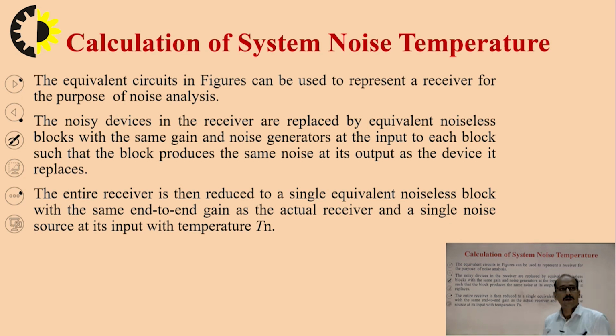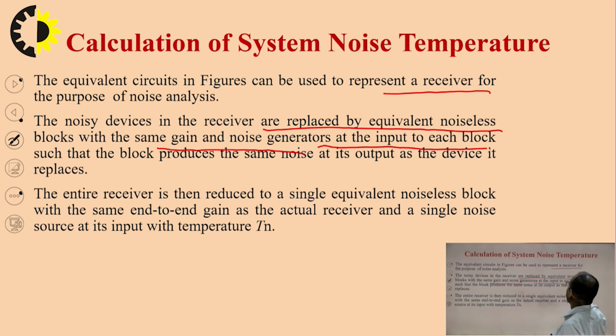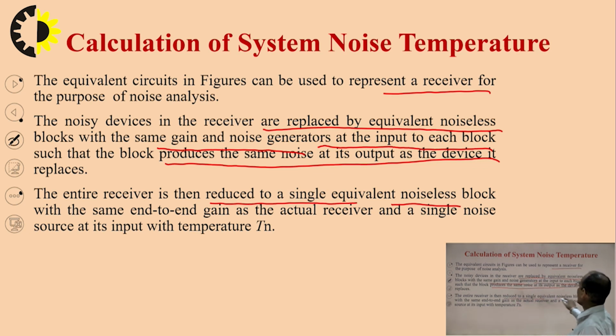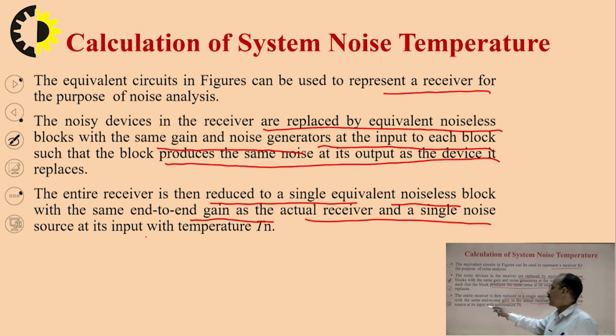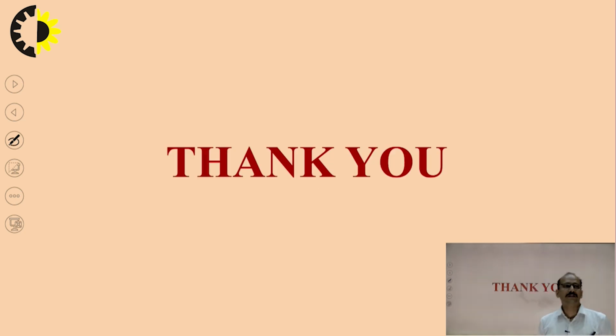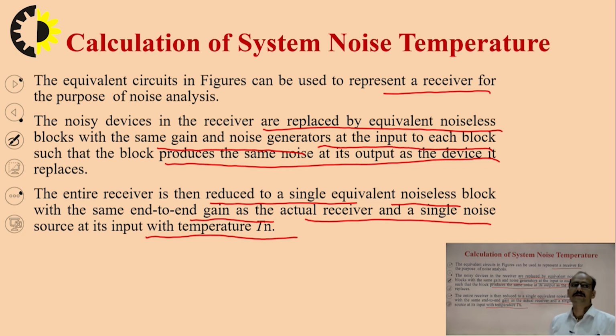So if you understand all these things step by step, the equivalent noise circuit as in the figures can be used to represent a receiver for the purpose of noise analysis. The noisy devices in the receiver are replaced by equivalent noiseless blocks with the same gain and a noise generator at the input to each block, such that the block produces the same noise at its output as the device it replaces. Then the entire receiver is reduced to a single equivalent noiseless block with the same end-to-end gain as the actual receiver and a single noise source with temperature Tn. So this is the summary of this complete system noise temperature calculation.